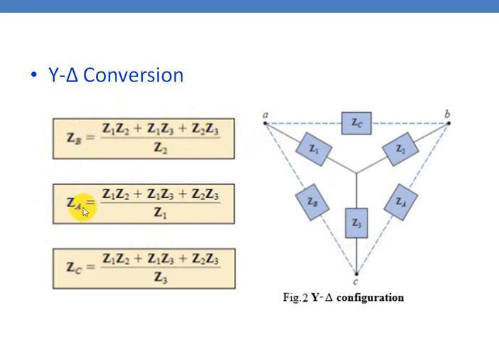For example, if you take ZA, the numerator you write is Z1 Z2 plus Z1 Z3 plus Z2 Z3. Then you see what is the impedance opposite to this in the star connected network. It is Z1, so you have to write Z1. Similarly for ZB, the numerator is the same, and the opposite impedance in the star connected network is Z2, so you write Z2. Similarly for ZC, the opposite impedance is Z3, so you write it. So this is how you have to write it.